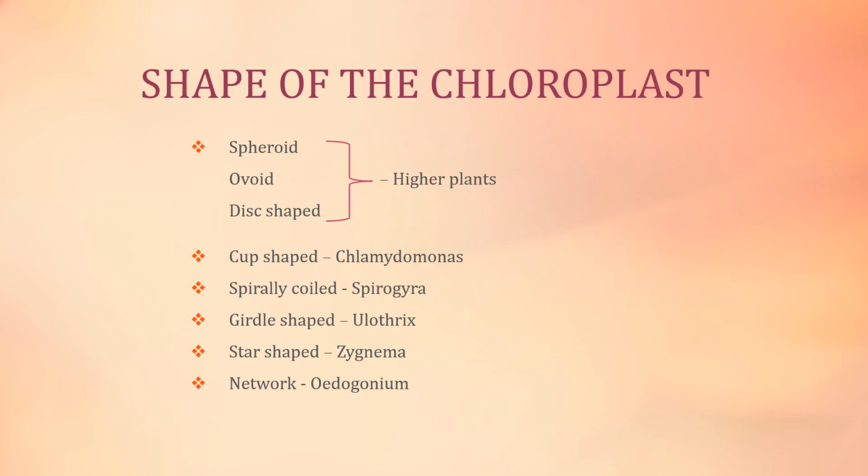Shape of the chloroplast. Chloroplasts vary in shape. They are spheroid or ovoid or discoid in higher plants. They are cup-shaped in Chlamydomonas, spirally coiled in Spirogyra, girdle-shaped in Edogonium, star-shaped in Zygnema, and in the form of a network in Oedogonium.